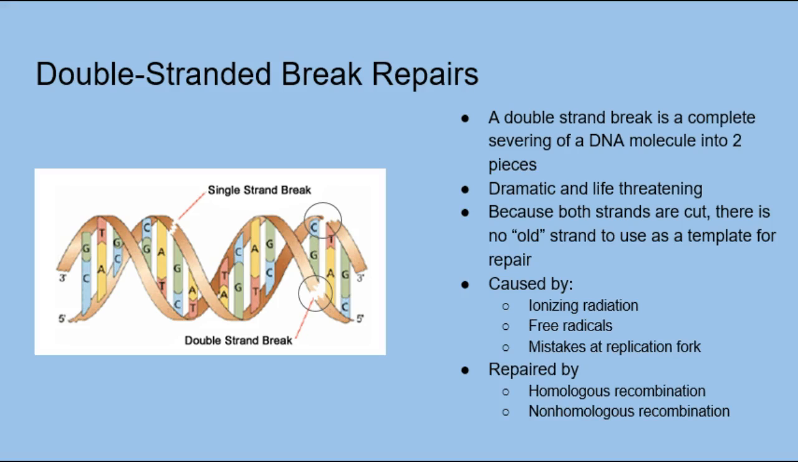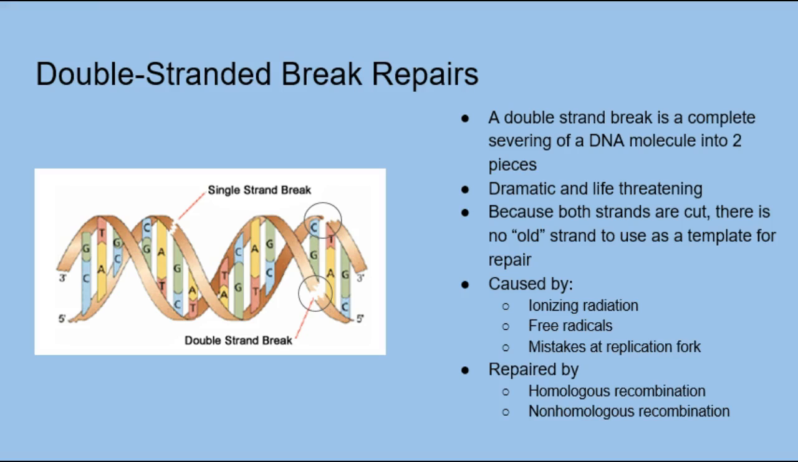Double-stranded break repair is when a complete DNA molecule is severed into two pieces. So that's seen by the two circles on the picture to the left. There are two breaks, one on each side of the molecule, so the whole piece is severed. Because both strands are cut, there is no old strand to use as a template for repair. This can be caused by different reasons, such as ionizing radiation, or mistakes that occur at the replication fork.